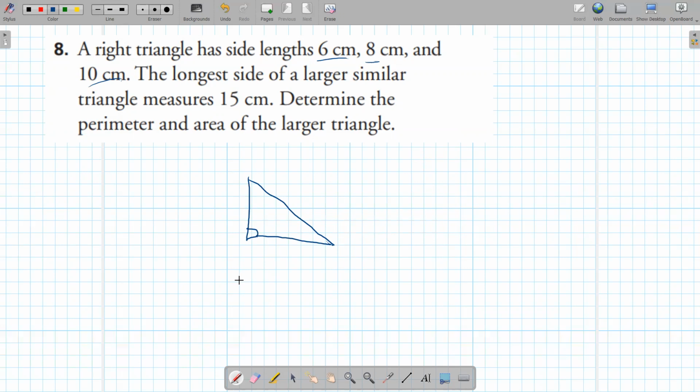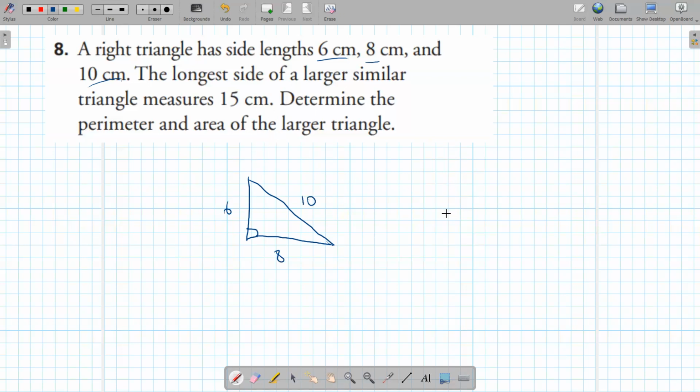I'll do this one, okay? 6, 8, and 10. We know this is a right angle triangle. The hypotenuse is always going to be the longest side, so this one has to be 10. 6 and 8, it doesn't matter. You can put 8, 6 or 6, 8 here. It doesn't matter.